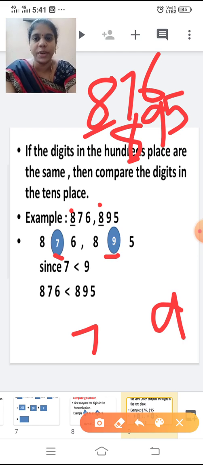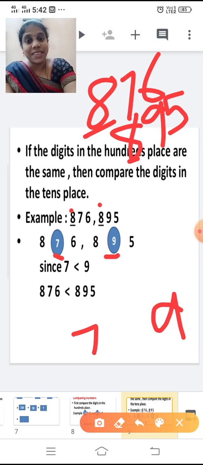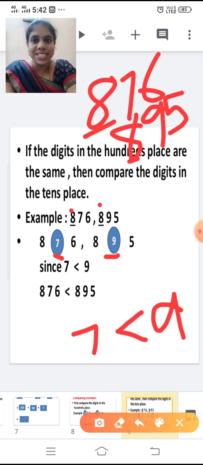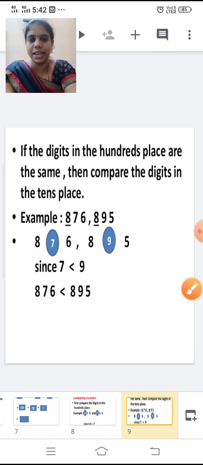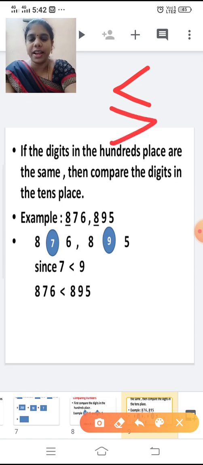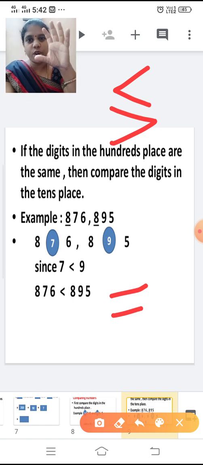Now compare and tell me, children, whether 7 is greater than 9 or less than 9. 7 is less than 9, right? So since 7 is less than 9, 876 is less than 895. I think you all know the symbols less than, greater than, and equal to. Always the crocodile's mouth will point to the greater one, right? So here 895 is greater, so it points to this side.